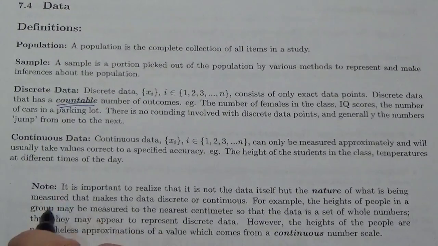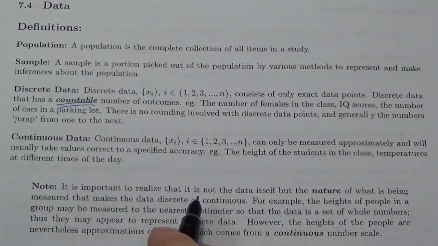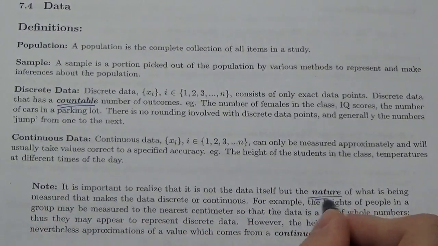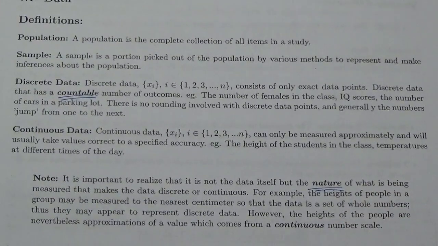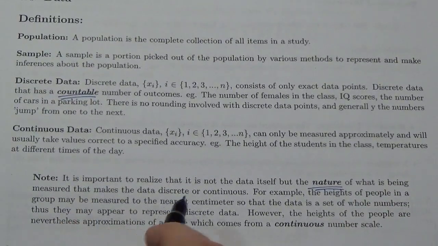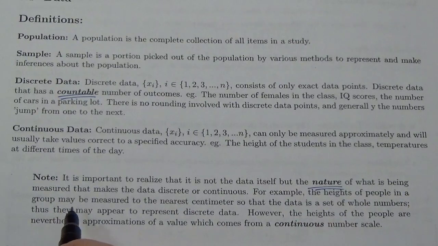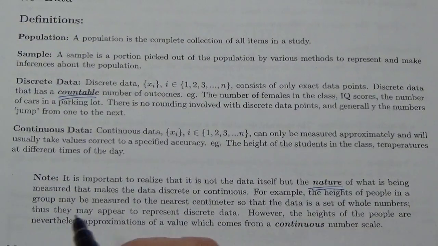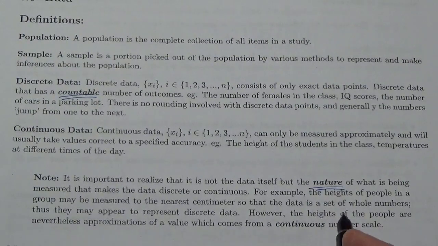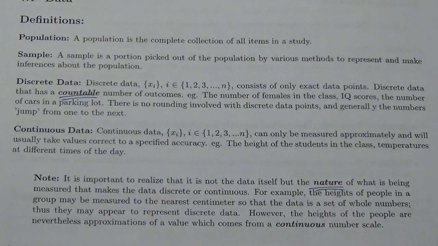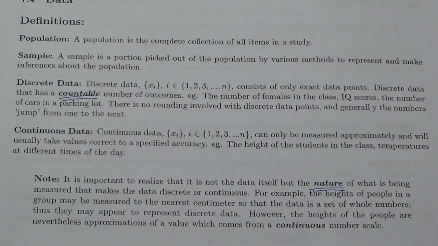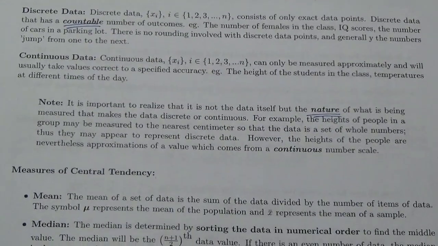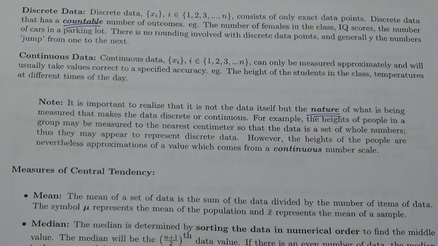So, big note here: it's important to realize that it is not the data itself, but the nature of what is being measured that makes the data discrete or continuous. For example, the heights of people in a group may be measured to the nearest centimeter, so that the data is the set of whole numbers. Thus, they appear to represent discrete data. However, the heights of people, nevertheless, are approximations that come from a continuous number scale. That's just because of our limitations with the way we are forced to work with data here.